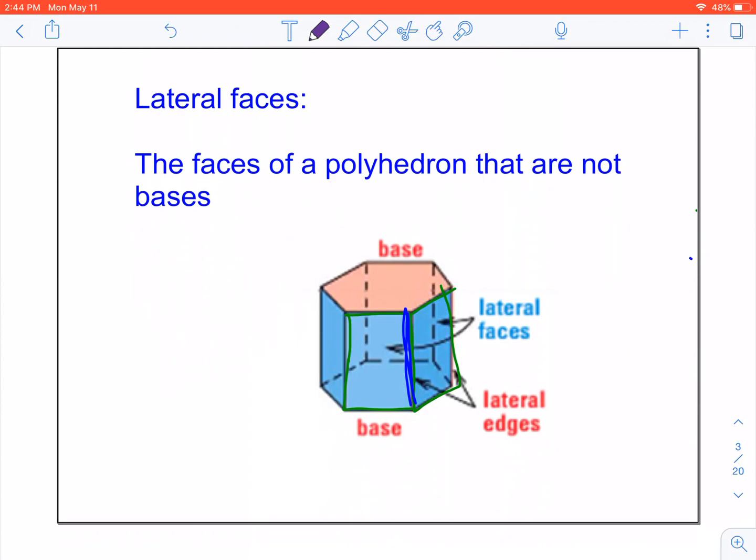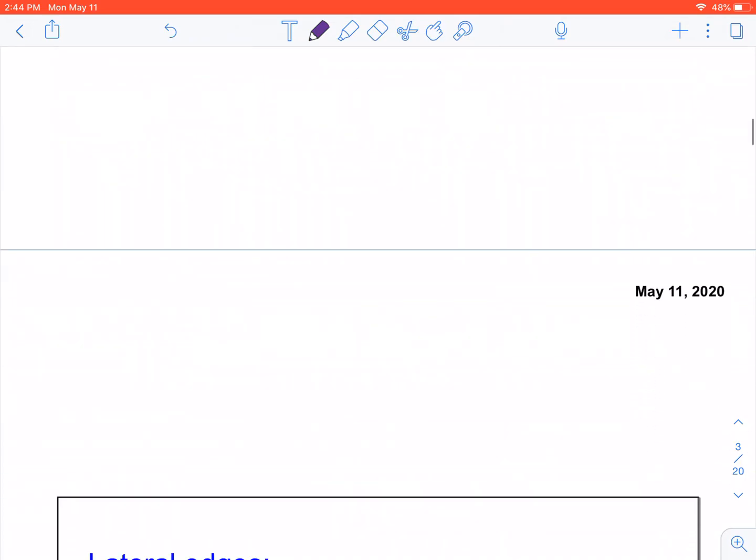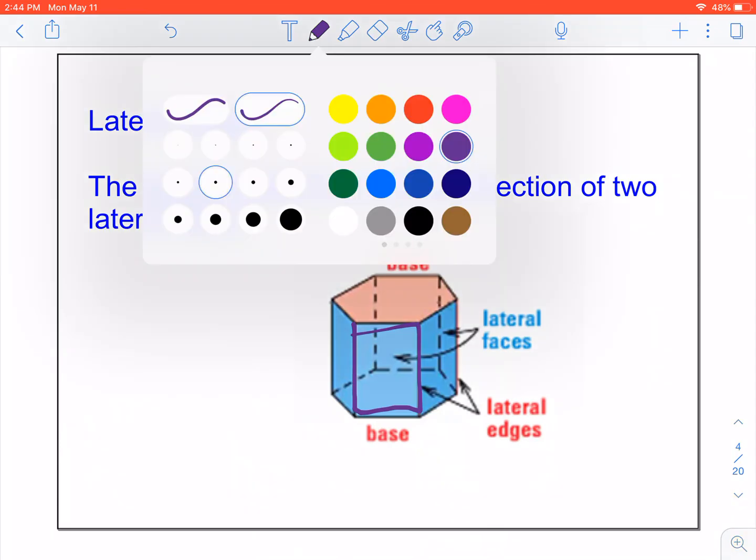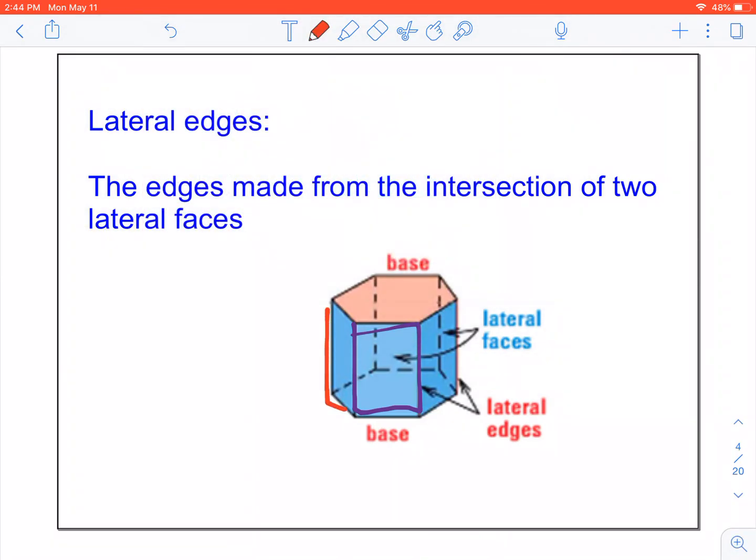Now, your lateral faces. We talked about how a face is all those polygons that make your prism or pyramid up. Your lateral faces are your faces that are not bases. So they are going to be all these rectangles that come around. The lateral edges then are the edges that are made from the intersection of two of those lateral faces. Take two of your rectangles, and wherever they intersect, like the one right next to it over here to the left, wherever those two overlap or intersect, that is what is known as a lateral edge.